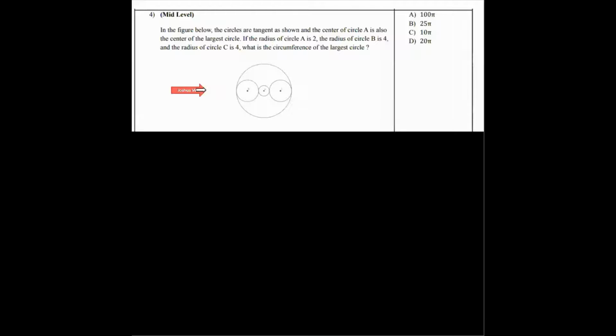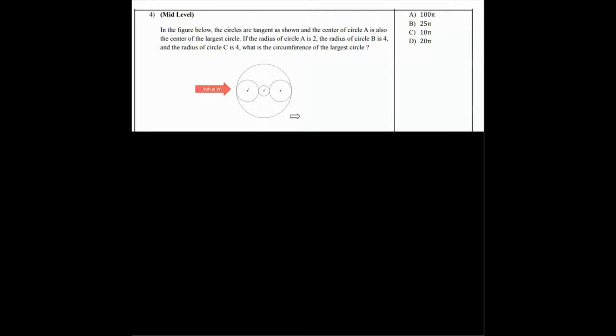Question 4, in the figure below, the circles are tangent as shown, and the center of circle A is also the center of the largest circle. The radius of circle A is 2, the radius of circle B is 4, and the radius of circle C is 4. What is the circumference of the largest circle? Well, think of this as one of these cross-section problems from physics class, or even looking under a microscope when you see that circle that you're looking into through a magnifying glass or a microscope lens. Well, we're lining up 3 elements that are inside our viewer, this large circle.